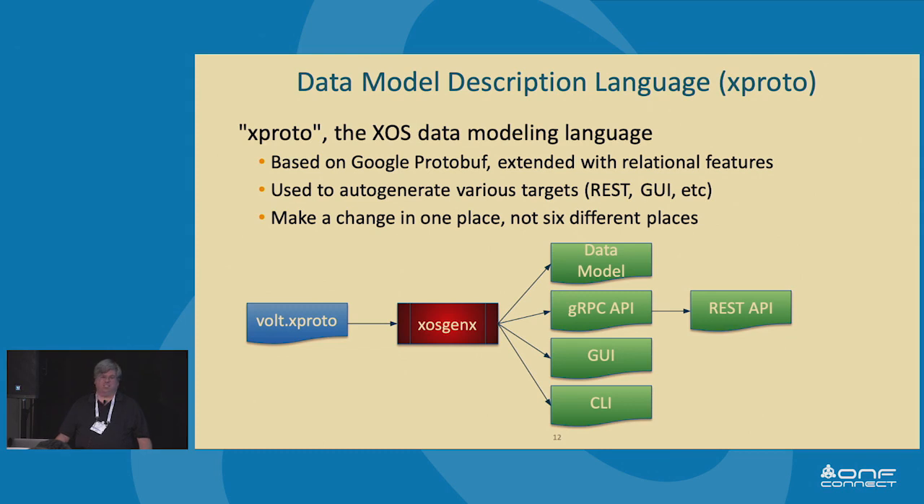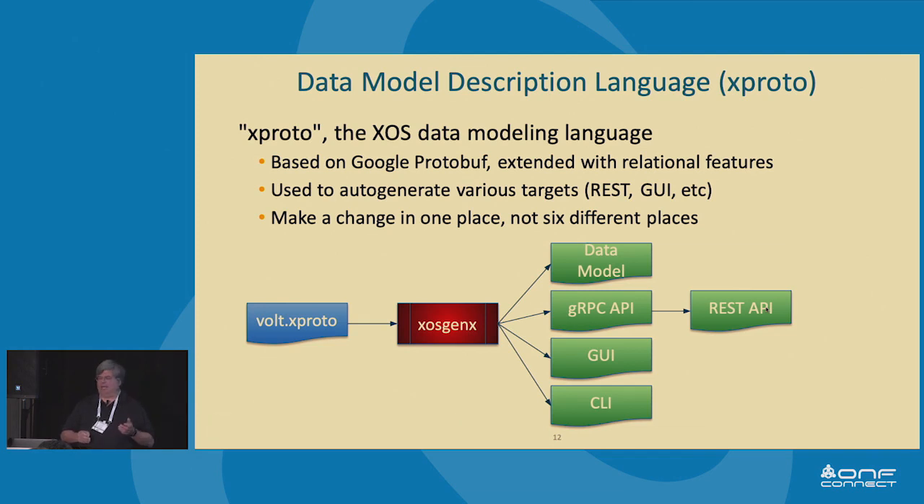So you can use this via a tool we wrote called XOS Gen X to auto-generate various targets in the system, such as the data model, the gRPC API, a structural declaration for the GUI so it knows what forms and stuff to draw on the screen, a command line interface. Via Chameleon, you get a REST API.